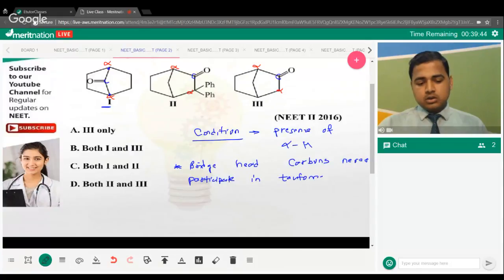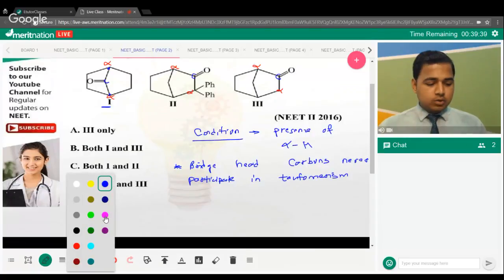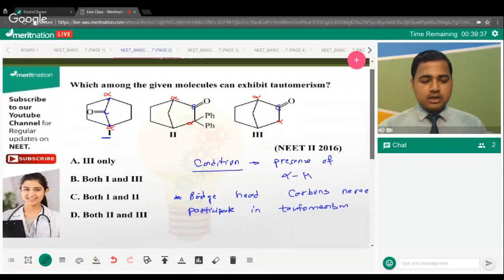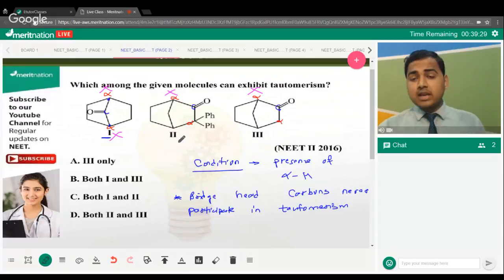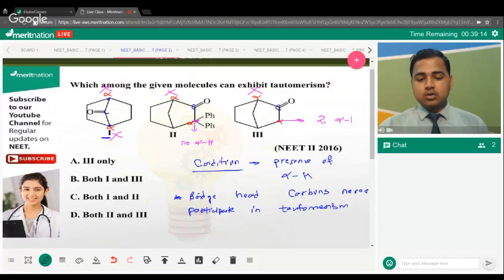So let's have a look. All the bridgehead carbons we are going to eliminate. So these are the bridgehead carbons that we are going to eliminate; these will not be considered. Right now we have two options, the second and the third. If you look at the second, this alpha carbon does not have any hydrogen, so no alpha hydrogen, but the other has two alpha hydrogens. So definitely the third molecule will give you the tautomeric product.